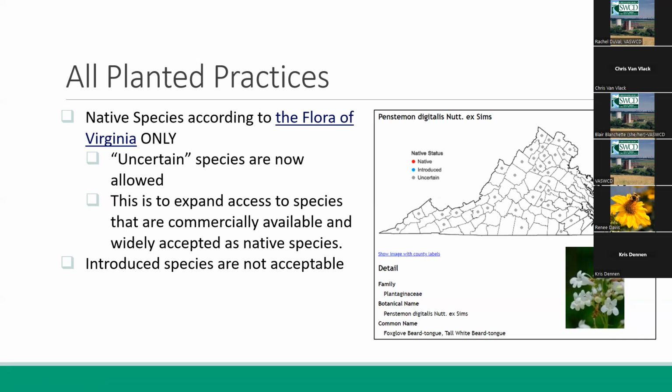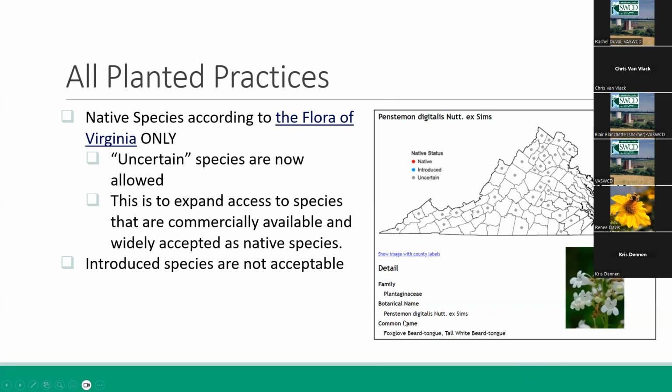So again, we're trying to address the limitation of plant accessibility, especially in different parts of the state. We just don't have big nurseries with native plants all across the state of Virginia. So it's still native, allowing uncertain, and introduced species are not acceptable.